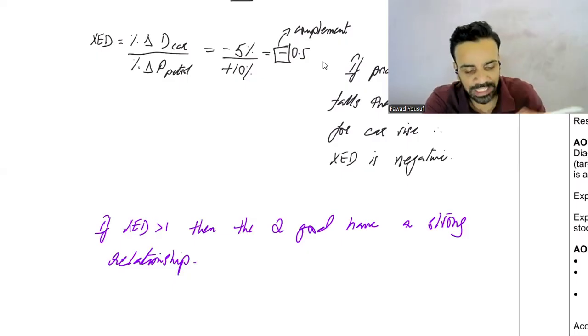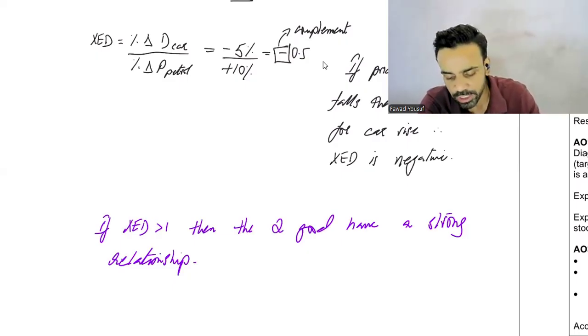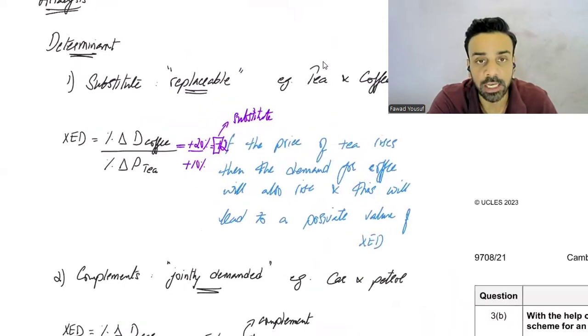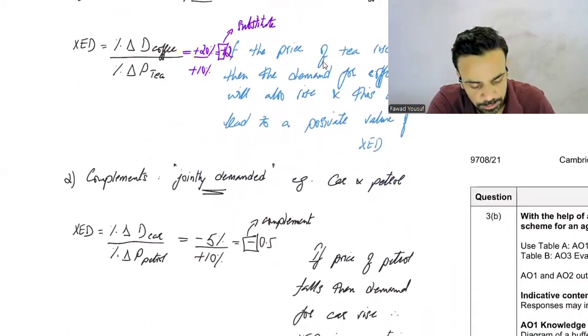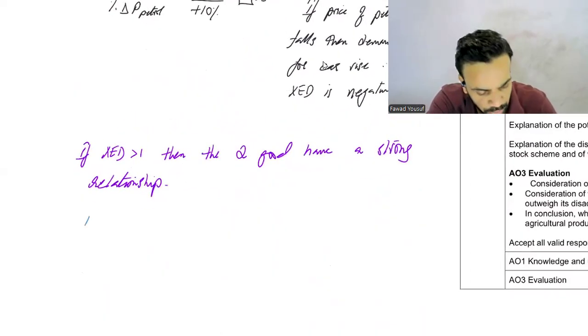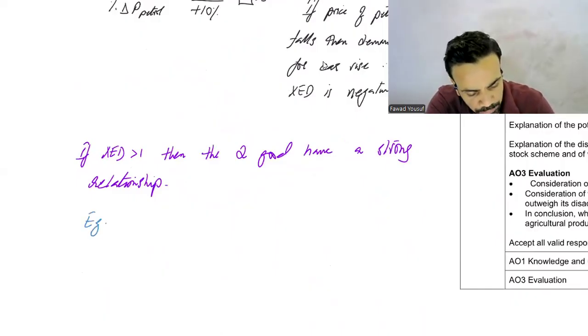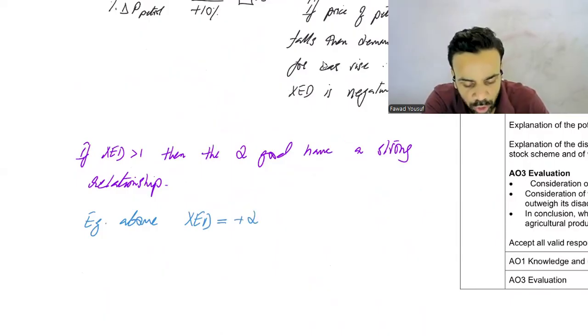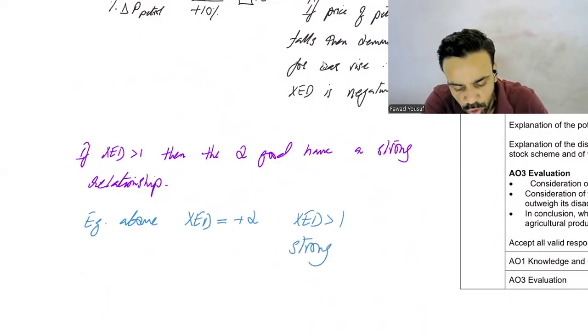Okay. So, for example, in the example we wrote above, if you see the number over here, I got +2 for XED. I have a +2. So I can actually give reference to that example above: if XED is equal to +2, this means that the two goods, if XED is greater than 1, the two goods are very strong substitutes to each other.